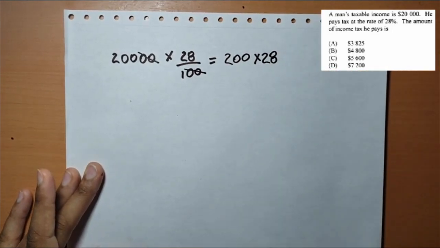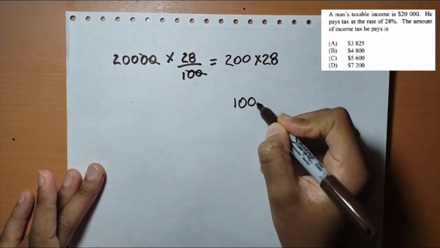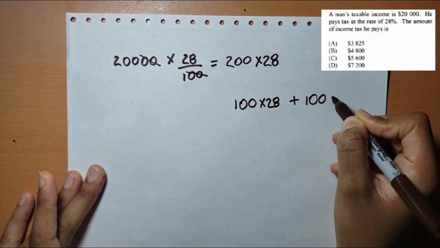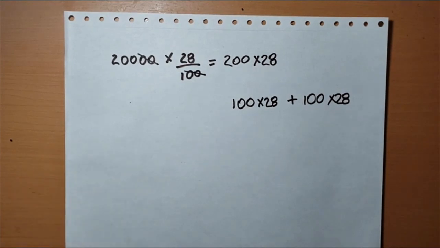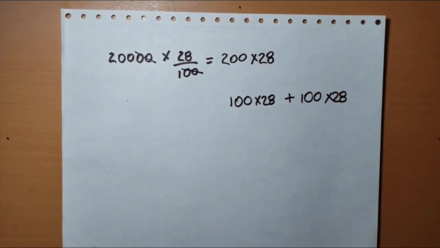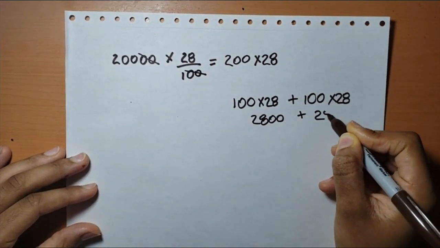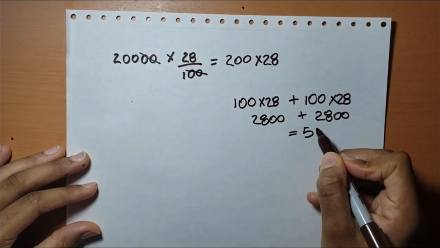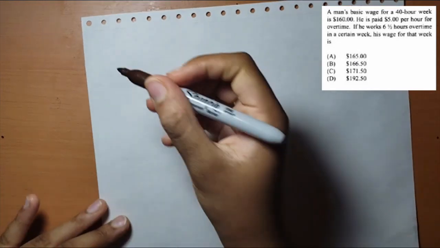You have two ways you can do this, but what I would do is say 100 times 28 plus 100 times 28, because for me it's easier to multiply the 100 times the 28 two times rather than 200. So that would be 2,800 plus 2,800, which would be 5,600, which is C. For the next question, number 14, it says a man's basic wage for a 40-hour week.